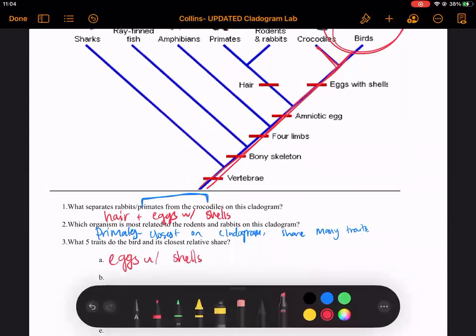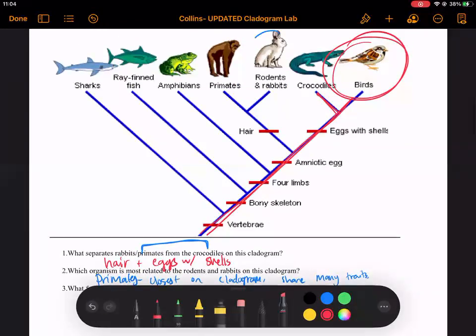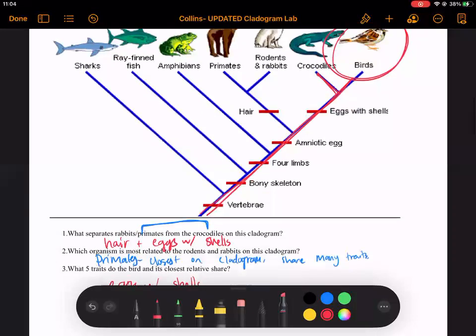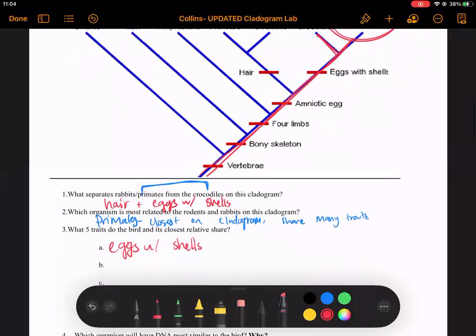Kaden, give me another one. Hair. Oh wait, do birds have hair? Like feathers, right? I don't think feathers are the same thing as hair, though. So look at that line that leads to the birds. What does that line pass through? Bony skeleton. Perfect. Bony skeleton is another one.